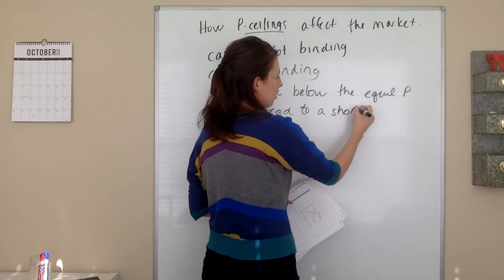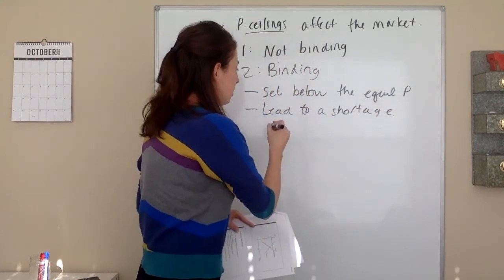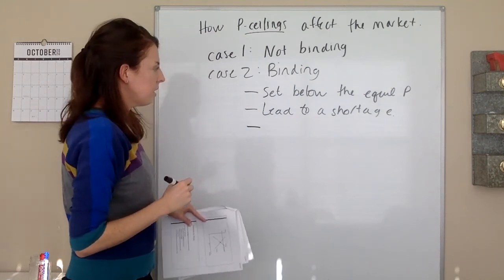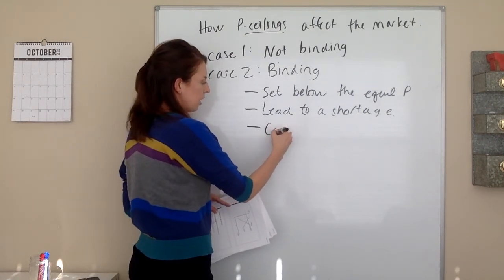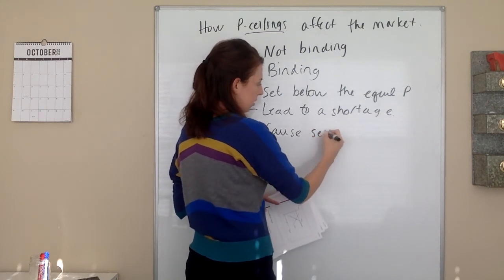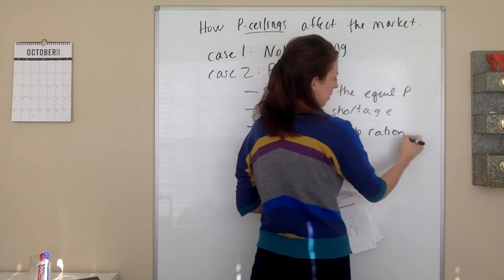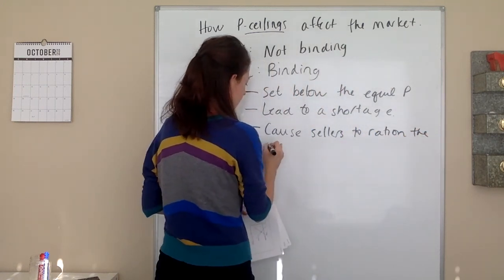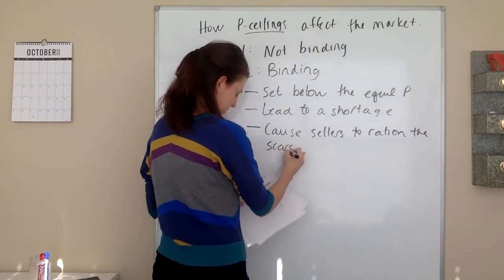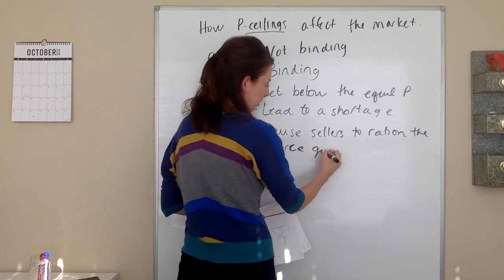So I'm going to show you how this works. Actually, let me give you one more piece of information, and then I'll show you how it works. This is going to cause sellers to ration the scarce good. Scarce is with a C, good.